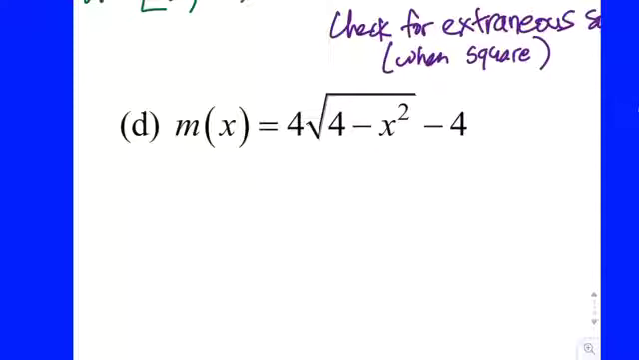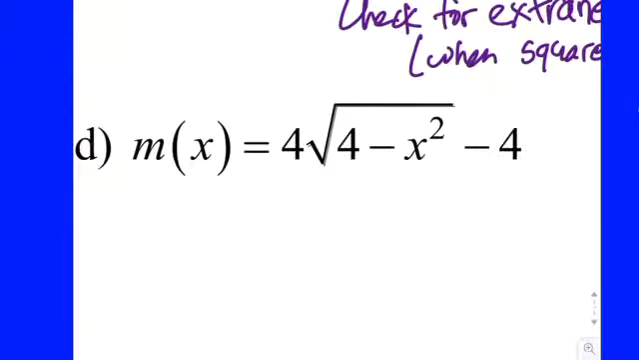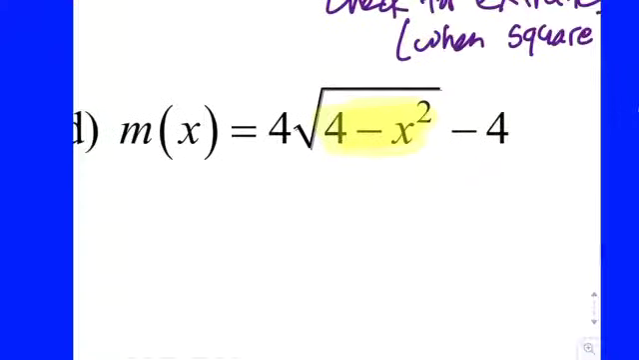All right, let's do it together then. Some of y'all are done. The 4 outside the radical and the minus 4 outside the radical, not a real concern. There's no denominator, but there is the square root. So here's again what I expect to see.